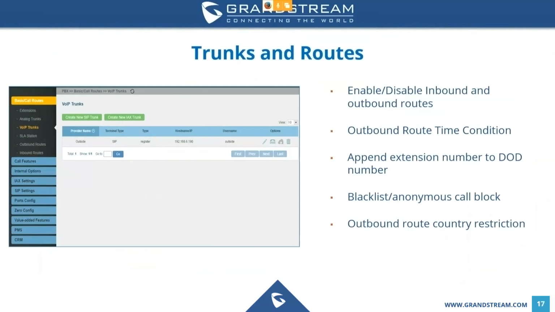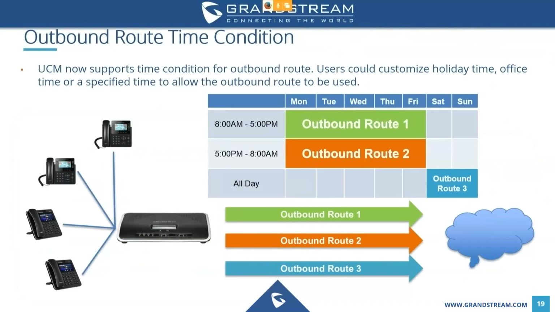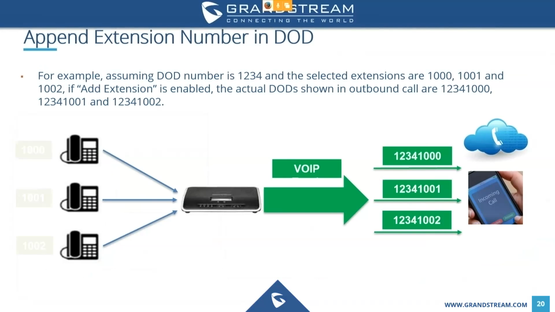I think the new stuff that we have is outbound routing of calls based on a time condition now. We used to have it only for inbound. Now you can say this outbound route 1, which is the analog line, I don't want anybody to make calls after 5 p.m. using this line. So you create an outbound route for it, and then you say 8 to 5, then after 5:01, nobody can make outbound calls through this line.